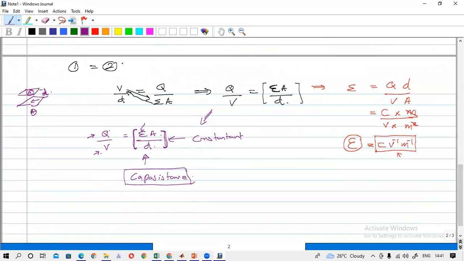Did you understand? If we don't change the dimensions or the permittivity, that is the dielectric material inside, this is definitely a constant. It will not change. It is defined as capacitance. So this capacitance is a constant if we do not change the physical structure, that is the area, the distance, or the dielectric material. It will be a constant. Okay.